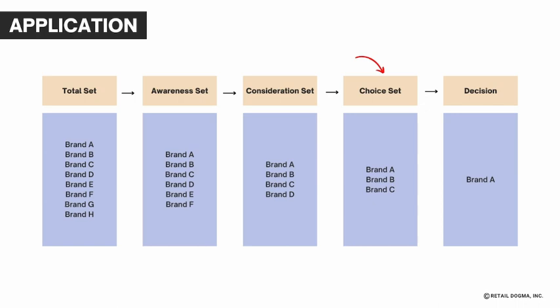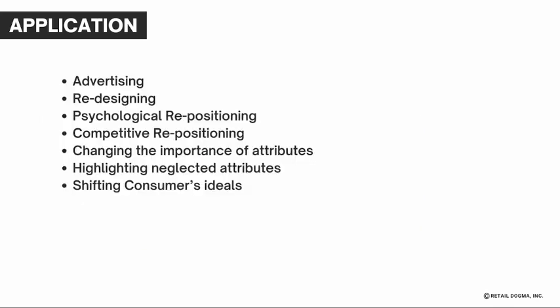This is done by understanding what attributes and benefits people are seeking from the product, and then using this knowledge in advertising the product by highlighting the most important benefits, redesigning the product in case your research showed that you always end up out of the choice set because main attributes are missing, repositioning if you found that people have wrong beliefs about your brand, competitive repositioning if you found that consumers have a wrong belief about your competitor and mistakenly think they have superior quality, changing the importance of attributes if customers are not assigning high weight to the attributes your product is superior at, highlighting neglected attributes if they are neglecting attributes that you believe are important, or shifting consumers' ideals in what they see as the ideal product.